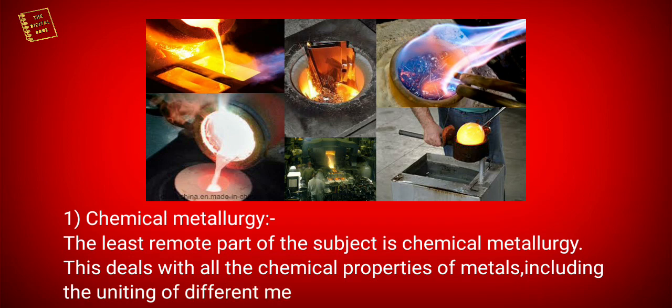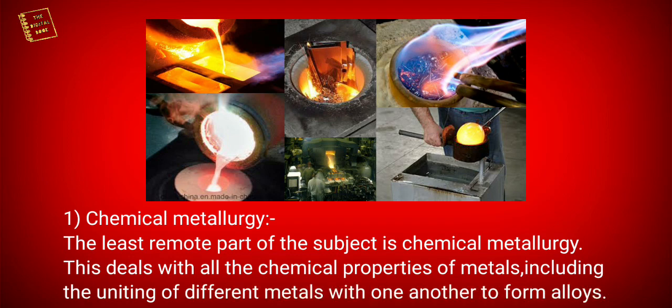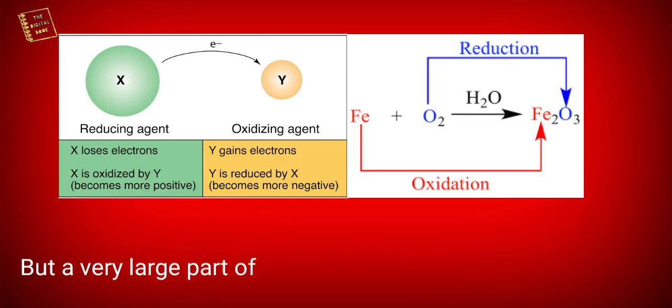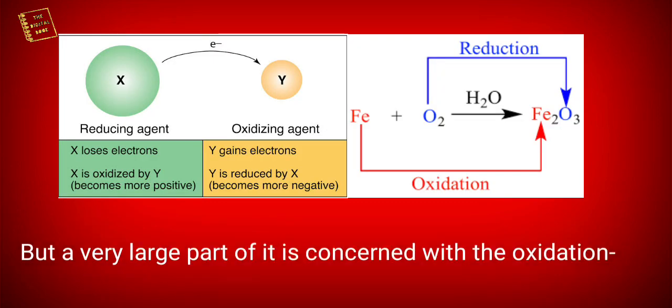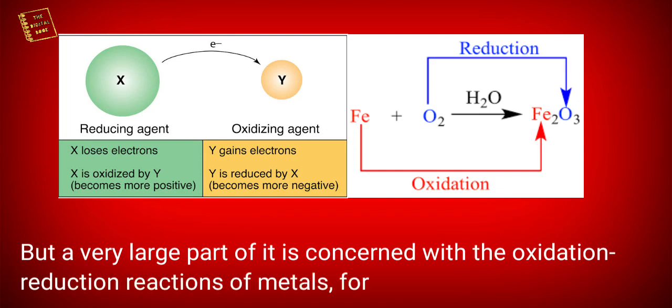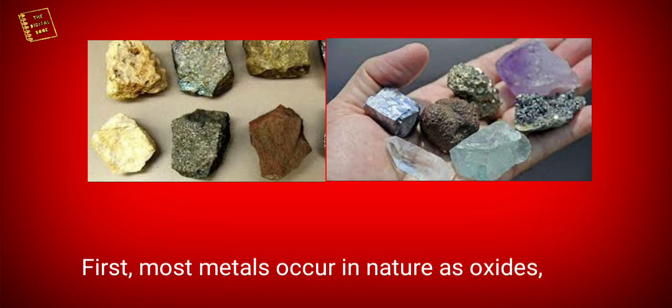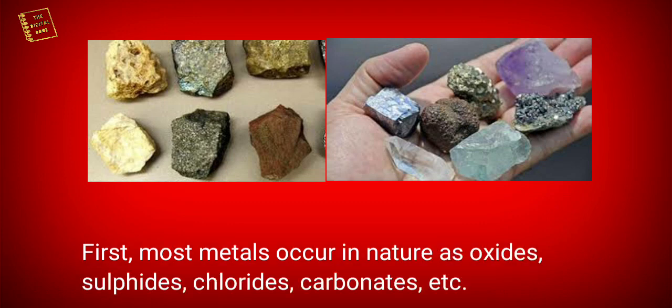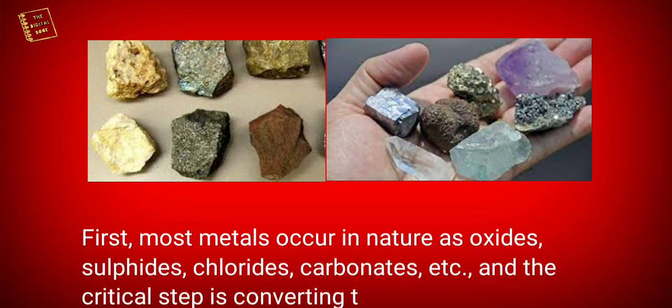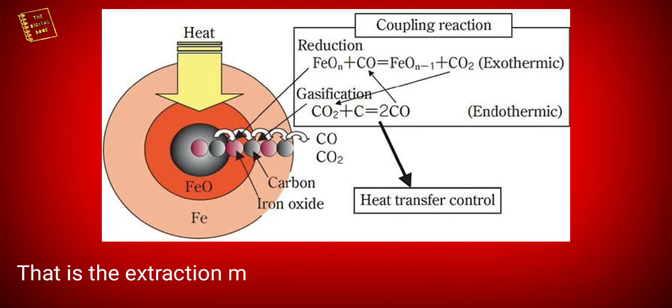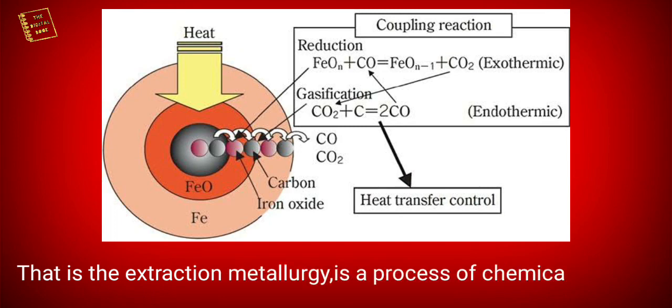Part of the subject is chemical metallurgy. This deals with all the chemical properties of metals, including the uniting of different metals with one another to form alloys. But a very large part of it is concerned with the oxidation-reduction reactions of metals, for 2 main practical reasons. First, most metals occur in nature as oxides, sulfides, chlorides, carbonates, etc., and the critical step is converting these ores into metals. That is the extraction metallurgy, which is a process of chemical reduction.